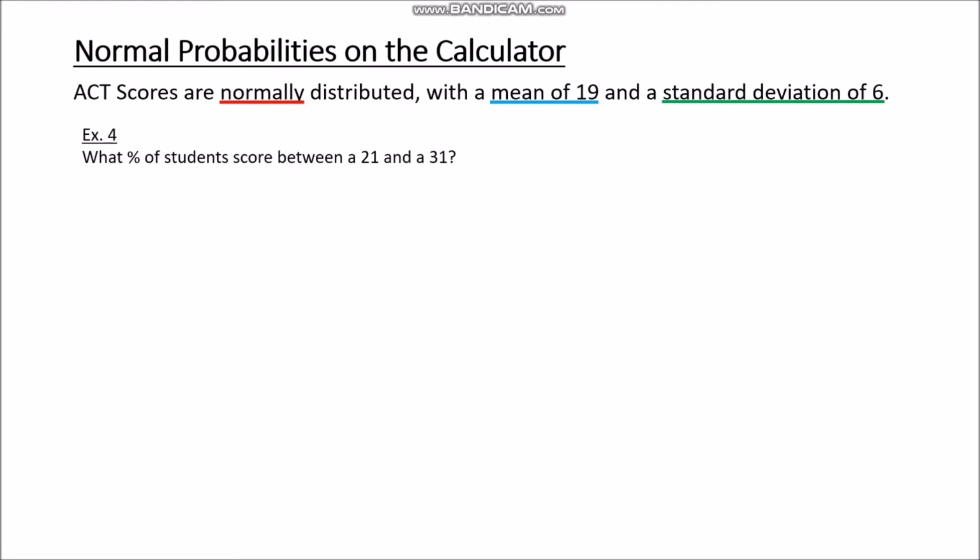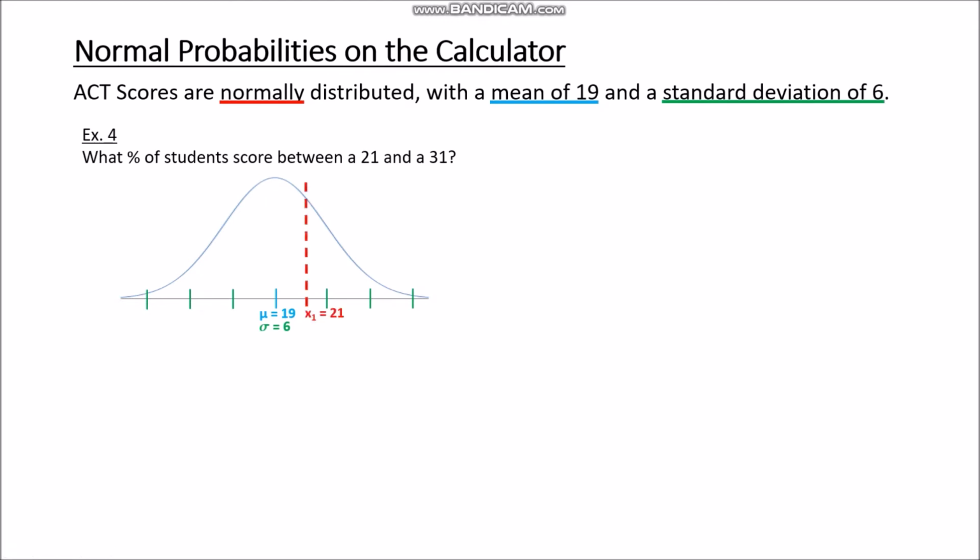Like I was telling you before, anytime we deal with normal probability questions or percentages or areas, I always want to just draw a picture and get my information organized. So first thing I'm going to do is draw the normal curve and label what we know. Well, we know the mean is 19. We know the standard deviation is 6. Remember, standard deviation tells you the scale, the increments of your number line.